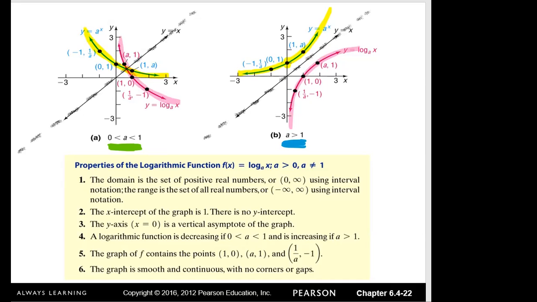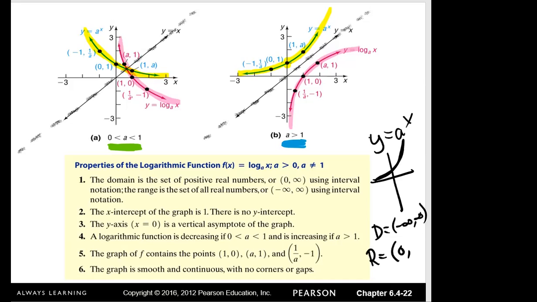So the properties of logarithmic functions, the domain is actually 0 to infinity, and the range is negative infinity to infinity, which is the opposite of exponential. When you're doing y equals a to the x, which is this graph here, and it goes whoop like that, the domain is negative infinity to positive infinity. And the range doesn't drop below the x-axis unless you shift it, and it goes from 0 to infinity. You can see they're reversed here. The domain is 0 to infinity, and the range is negative infinity to infinity. They're just opposite.